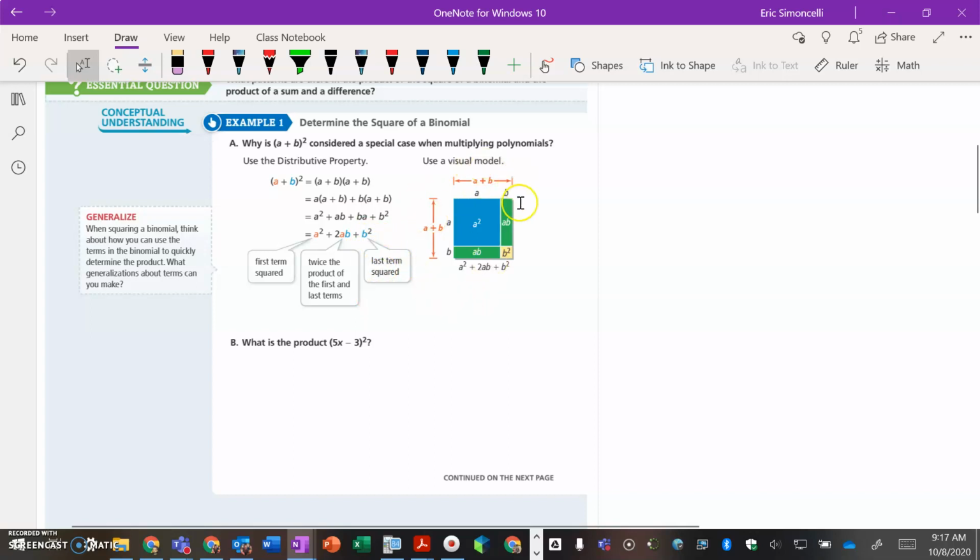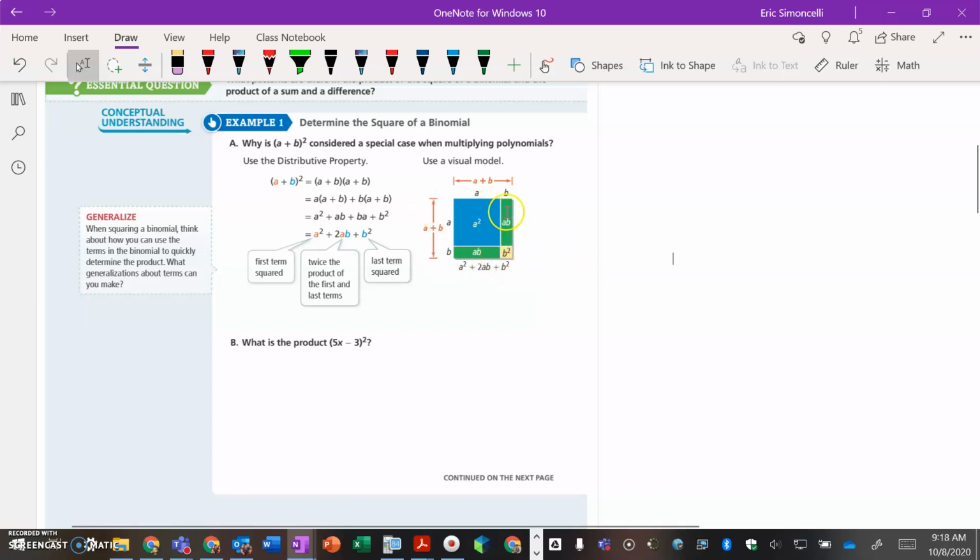In terms of the depiction off to the right, this visual model, like we've seen with algebra tiles in the past, we have a by a and a by b. The blue tile is a square, a by a. The green tile is a rectangle, a by b. And then the smaller yellow square, not rectangle, these are rectangles, and these are squares, of course. This yellow square is b by b, so b squared.